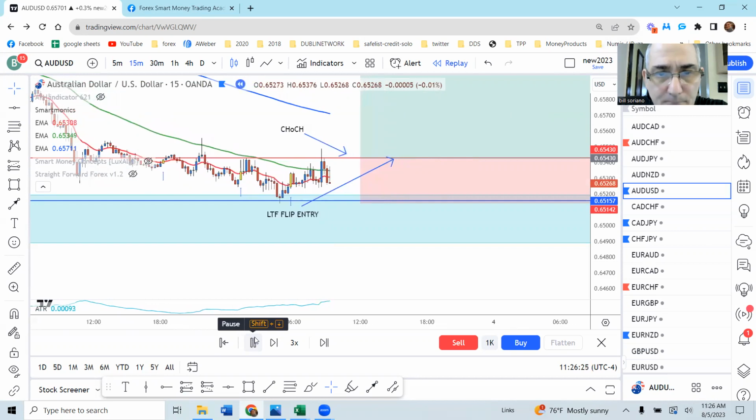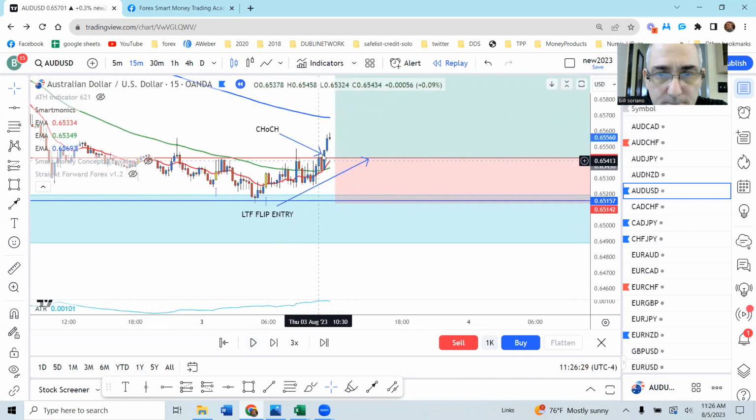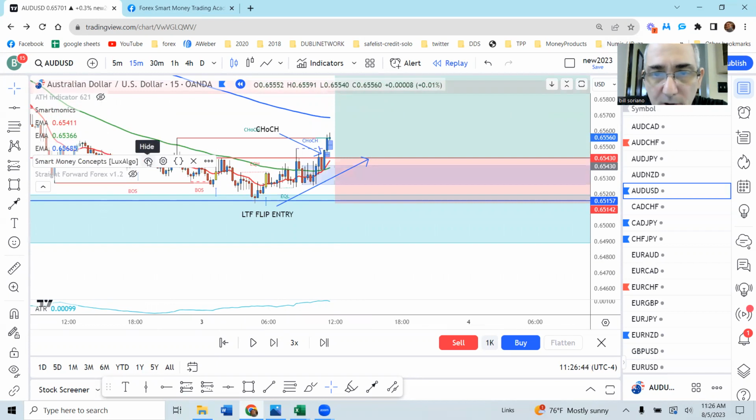Boom. Okay, so right here, we get that break of structure to the upside. The candle closes above that red line. That's our change of character. So now, again, you want to identify the 15-minute order block, right?